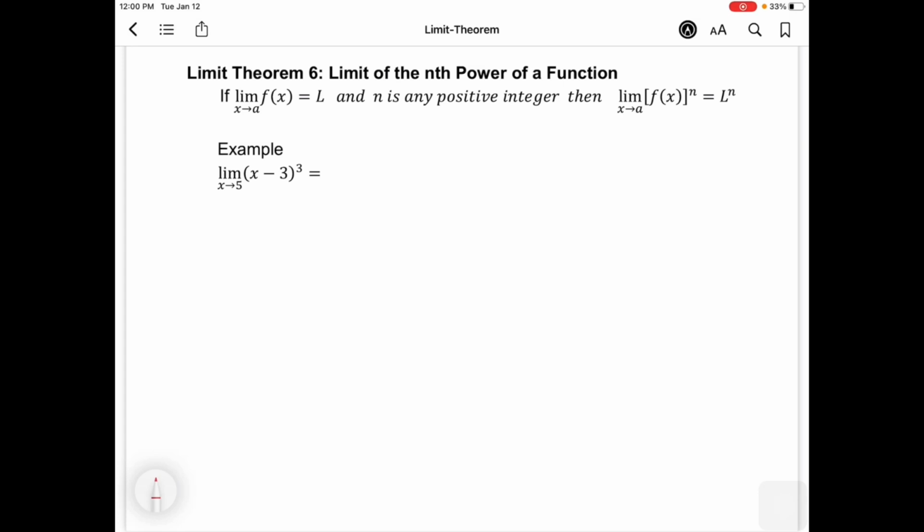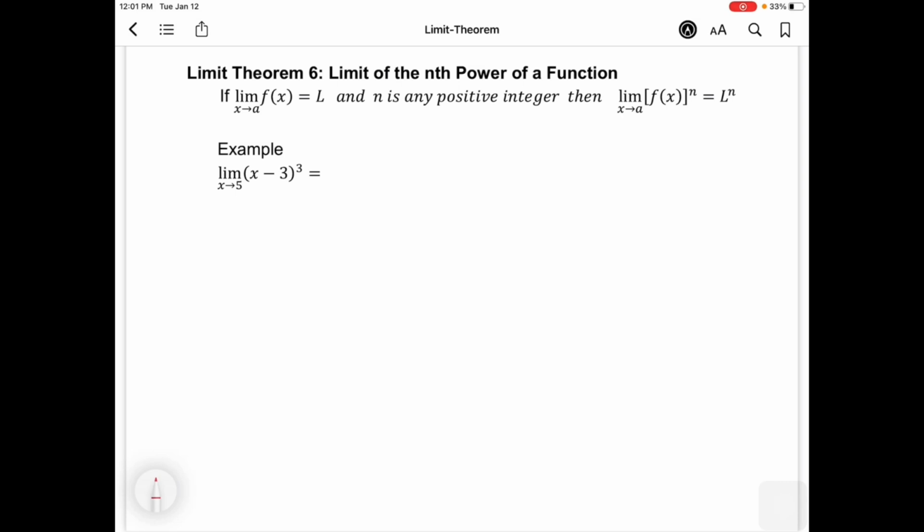So if the limit of the function f is equal to L as x approaches a and n is any positive integer, then the limit of the function f raised to n as x approaches a is equal to L raised to n.